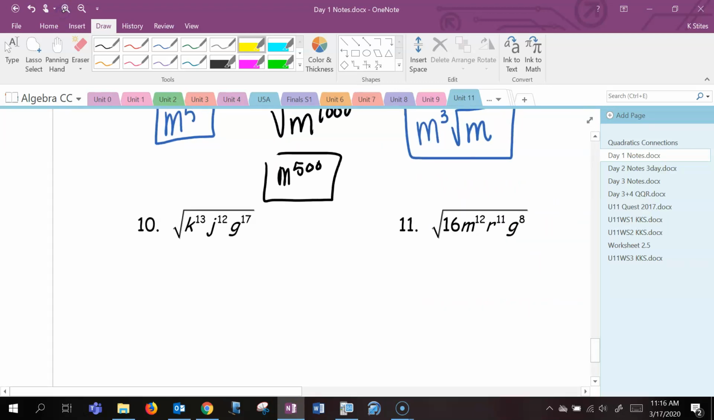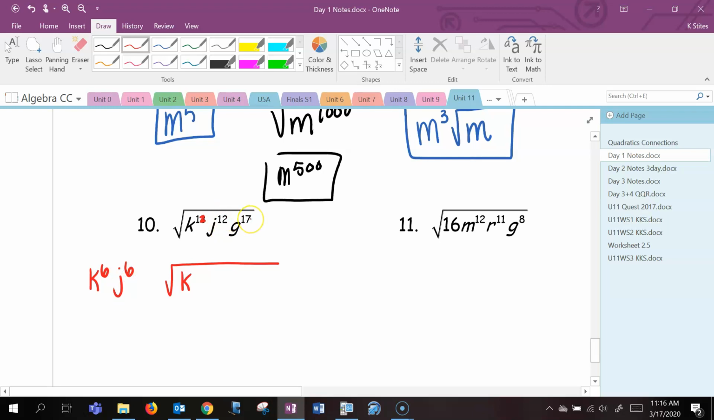So number 10, let's run through here. K is an odd. Leave a k inside. Now you're down to 12. How many pairs are there? 6. Bring a k to the 6th out. Okay. J to the 12th, that's even. Even, we just divide by 2. J to the 6th comes out.